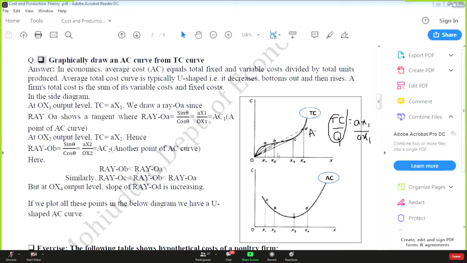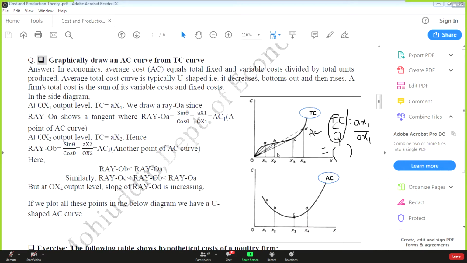It means if at the level of output, the amount of total cost is divided by this level of output, we can show that it is a point of average cost curve. So you will have some amount, some figure, that this is average cost.